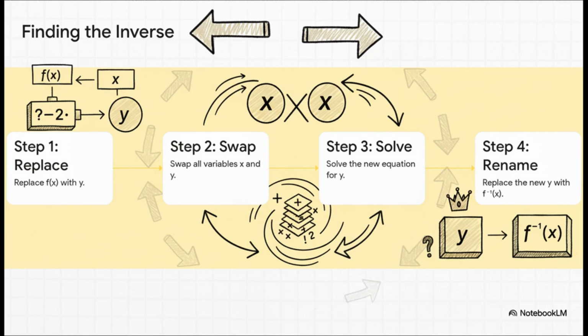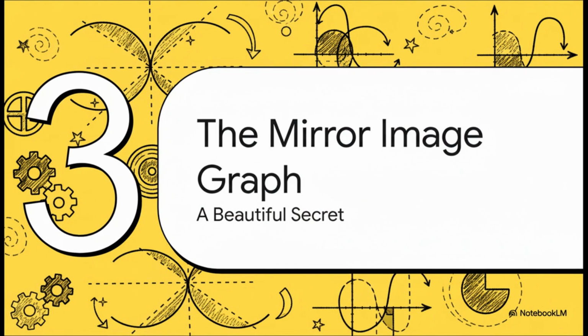And finally, step 4, you give that new y its official name, which is f inverse of x. And that's it. That's the whole process. So we've got the algebra down. But honestly, this next part is my favorite. It's where things get really beautiful. We're going to see what this whole inverse thing looks like on a graph. And trust me, there's a really cool visual secret hiding in plain sight.